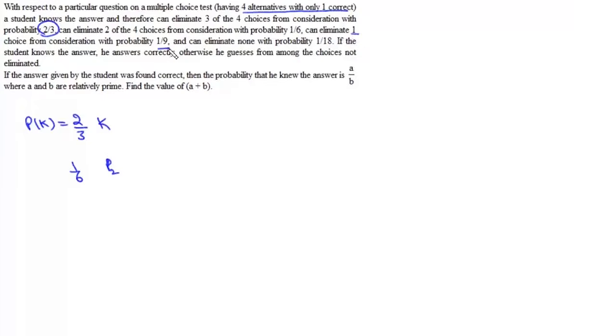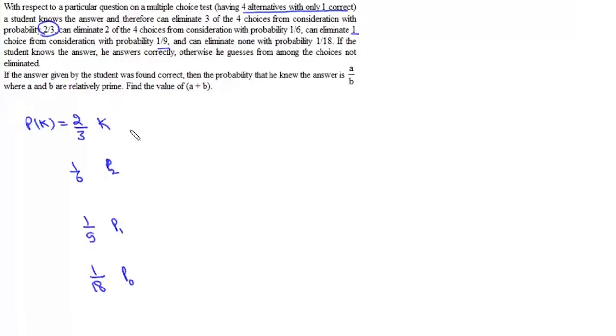One choice with probability of 1 by 9. So eliminating one choice is 1 by 9, and he can eliminate none with the probability 1 by 18. So if it is none, then it is 1 by 18. Now if we add them all up, their sum is 1. So all these cases are mutually exclusive and exhaustive.